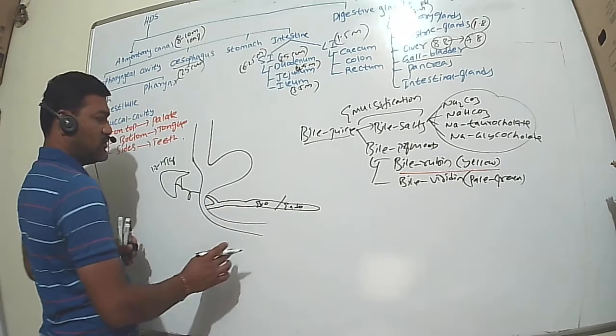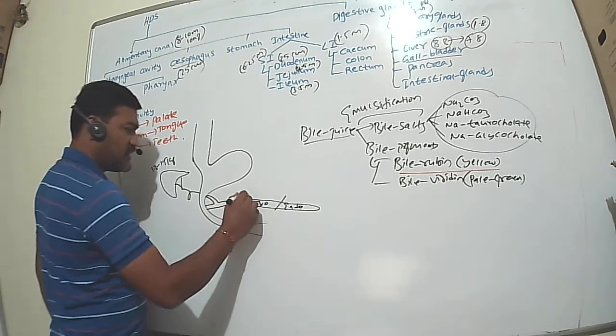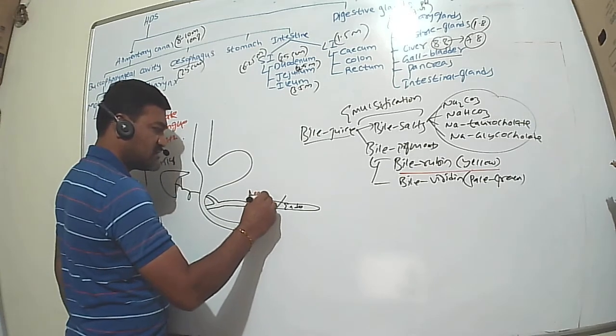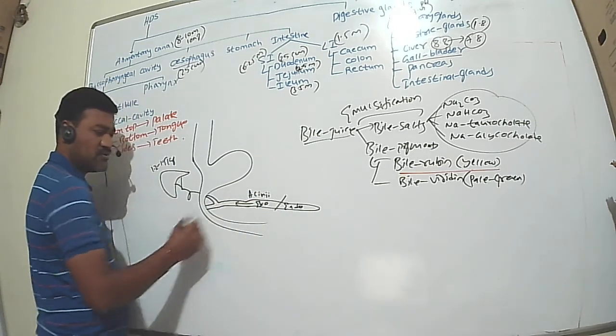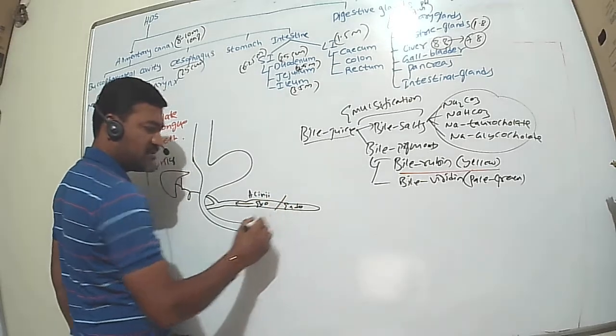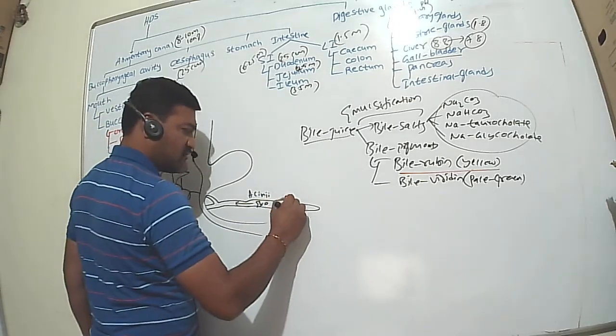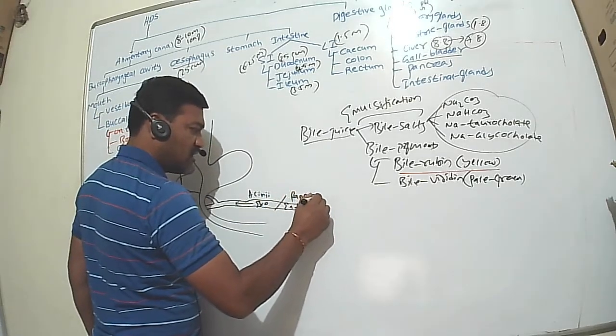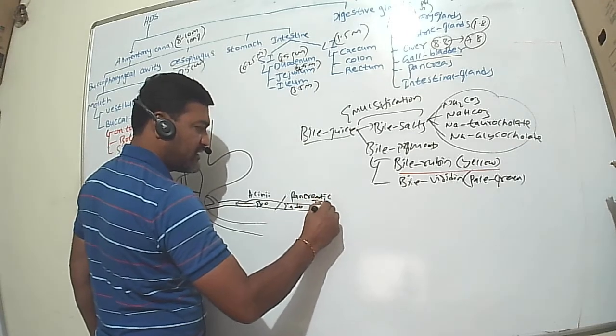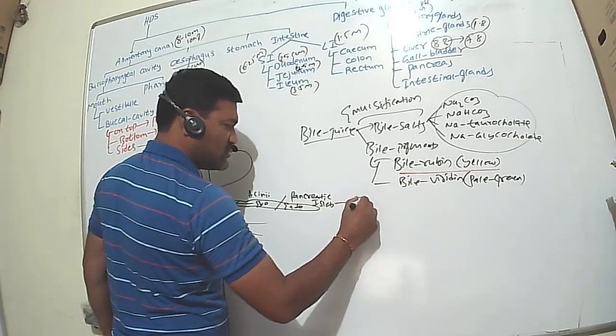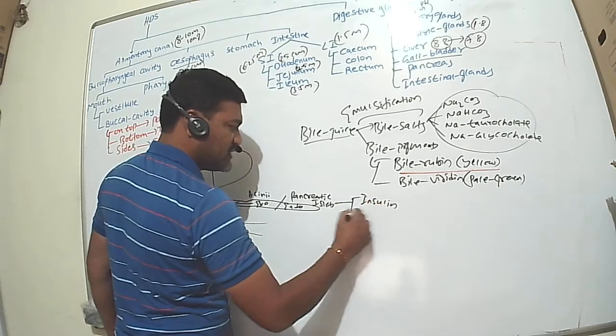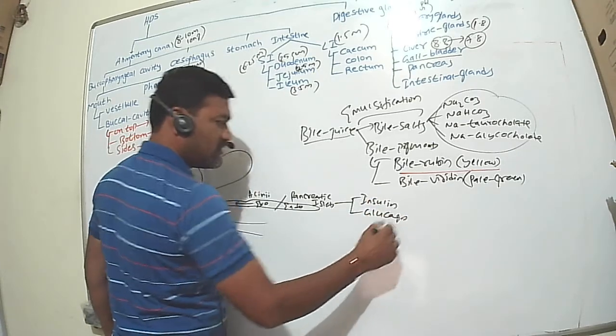So now coming to this pancreas, the exocrine part is represented by acinar cells which release the pancreatic juice. The endocrine part is represented by pancreatic islets, or the islets of Langerhans, which release two hormones. One is insulin and the other is glucagon.